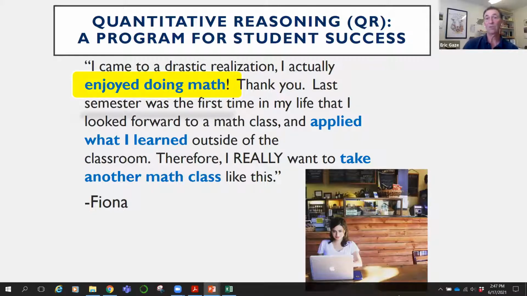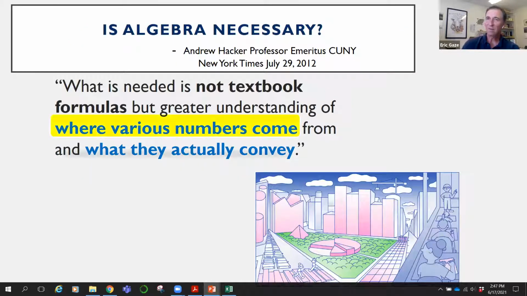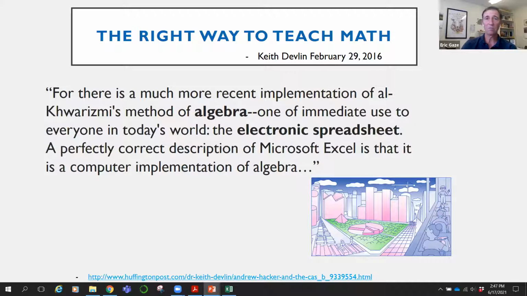This student of mine actually enjoyed doing math, and she wanted to continue to take more math. It was the first time math made sense to her. What's needed for our students is not that formulaic procedural approach, but a greater understanding of where numbers come from and what they actually convey, right? We want our students to work with real world data and understand what those numbers mean.